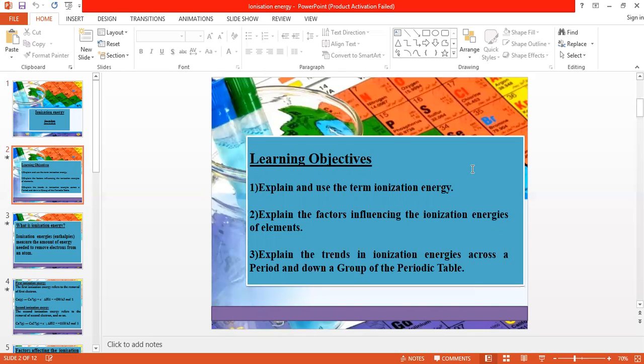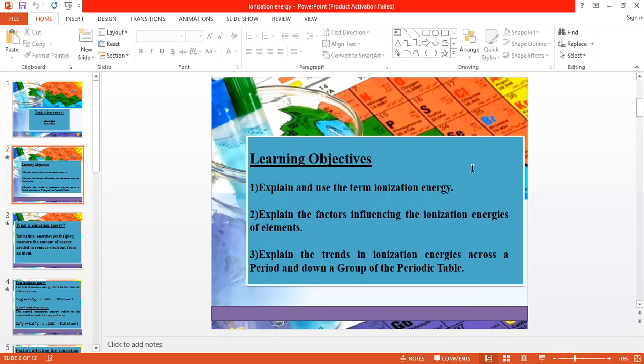The last one actually, factor affecting ionization energy. But before this, we must study the types of ionization energy. First definition, then we have two, first and second ionization energy. Then we will study how many factors will affect ionization energy, and there is a part E, last one, trends in periodic table.